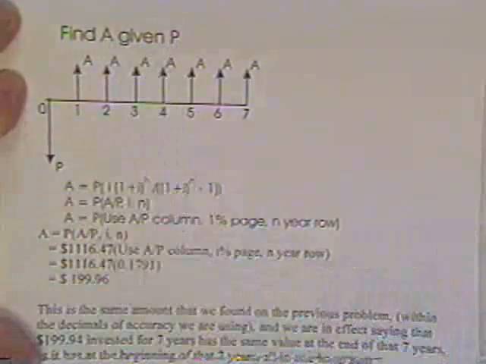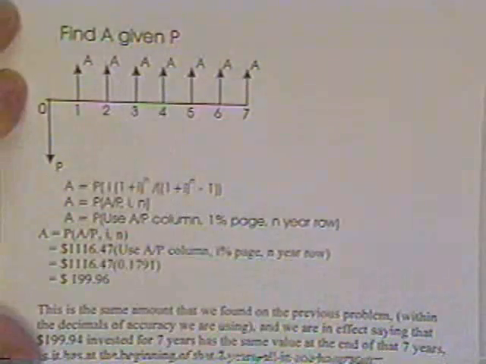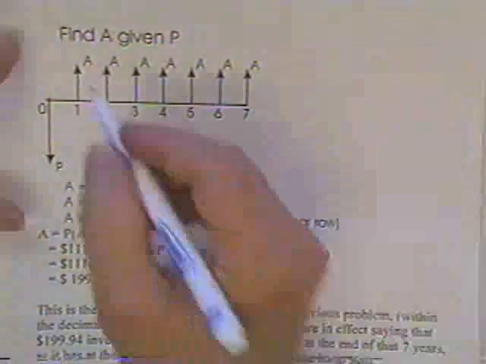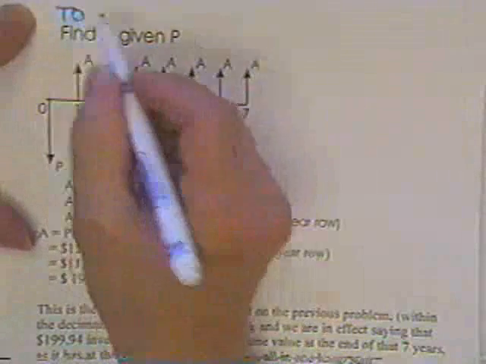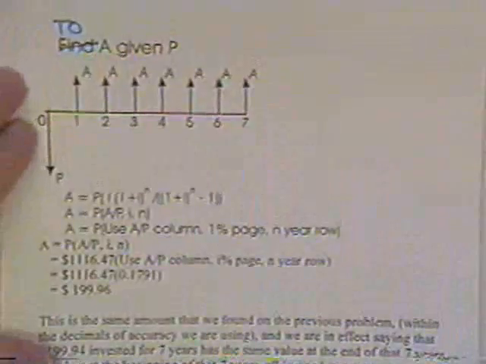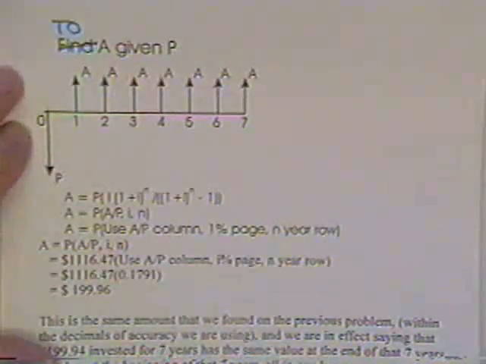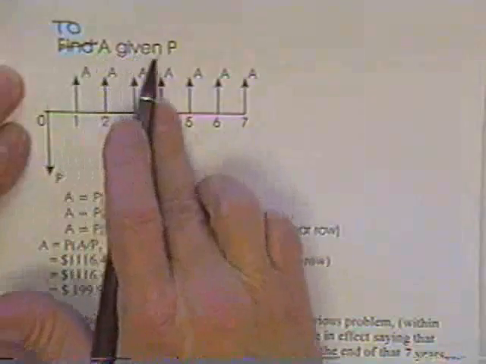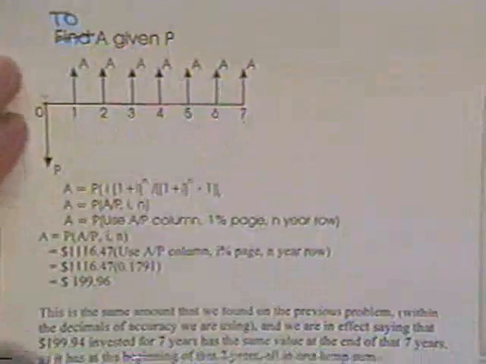A given P. Your book actually says 2A given P. I found that a little less understandable, so I changed it to find A given P. But he's saying convert to A given P is what he's trying for there.